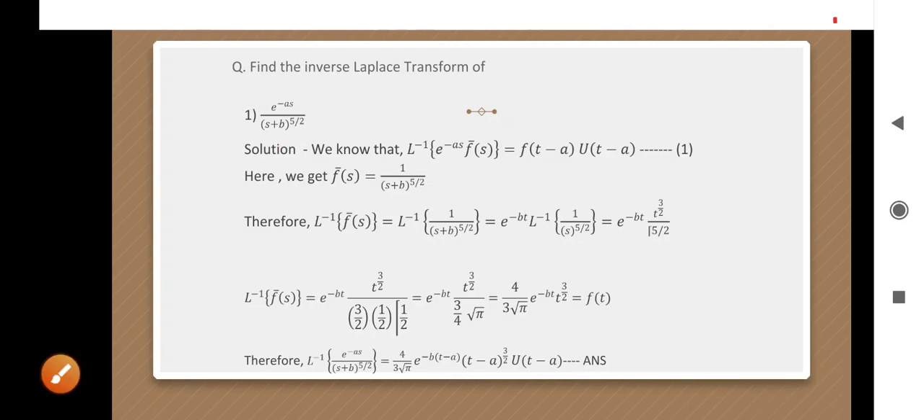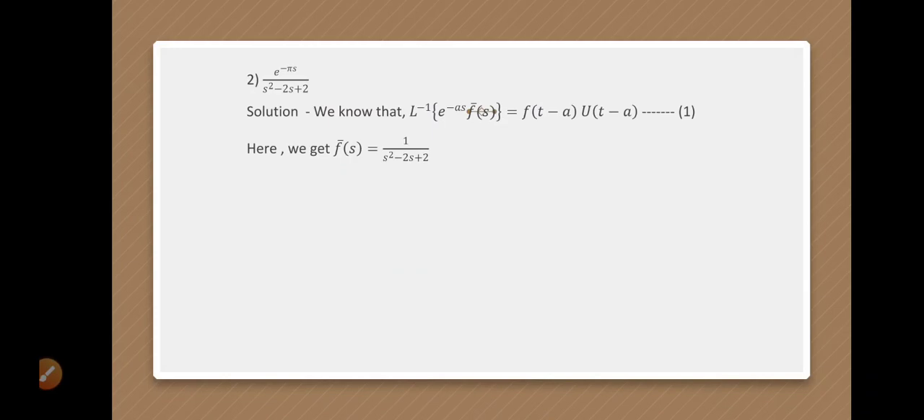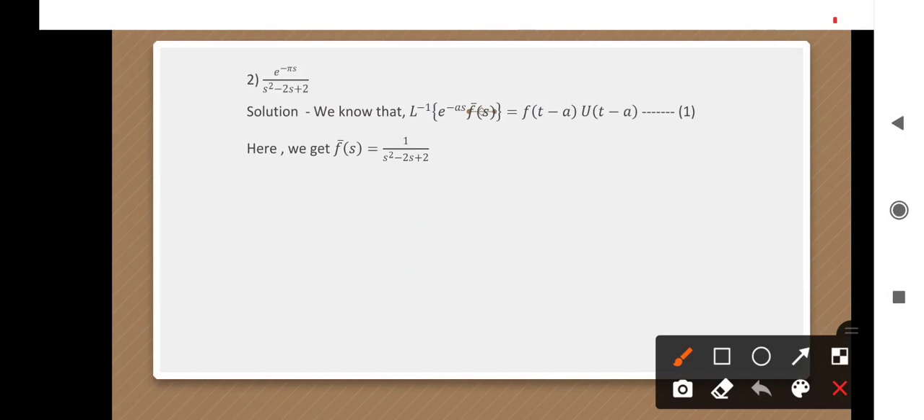Now we will see one more example. The solution is very similar. Here you can easily identify that a equal to pi and f bar of s is equal to 1 upon s square minus 2s plus 2. Now here quadratic and linear, both the terms are present and both are connected by minus sign. So surely we have to apply first shifting theorem for inverse LT, and for that reason we require the terms in perfect square form.